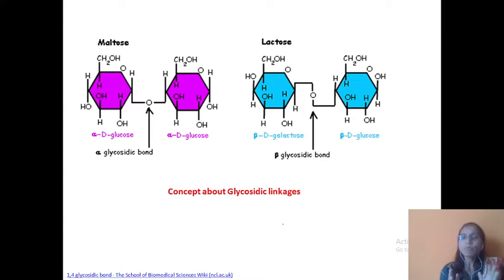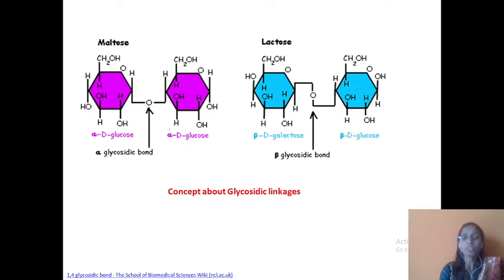It is a homopolysaccharide and it consists of two different types of linkage, that is alpha glycosidic linkage and beta glycosidic linkage. Here I have shown you the two different types of bonds, but that is not related to glycogen, but it is related to the disaccharide.